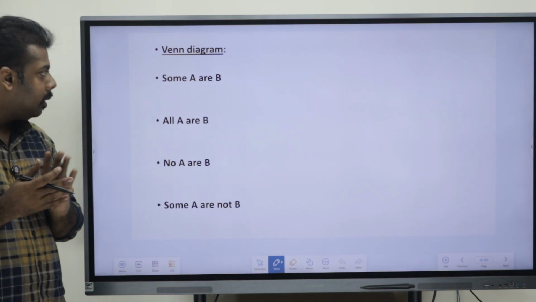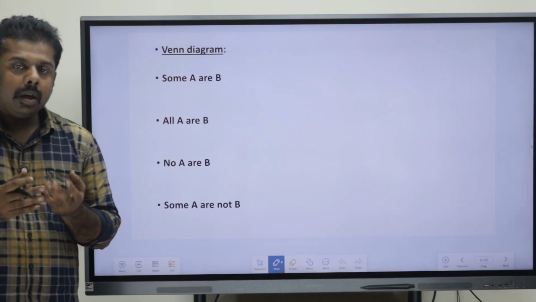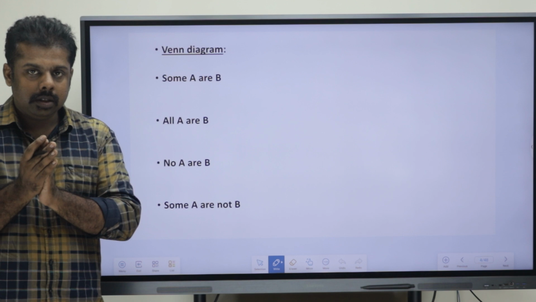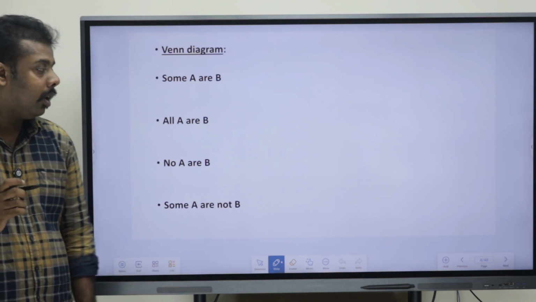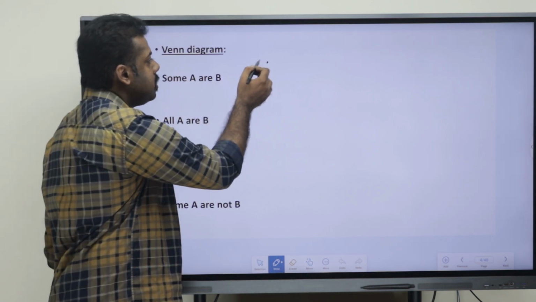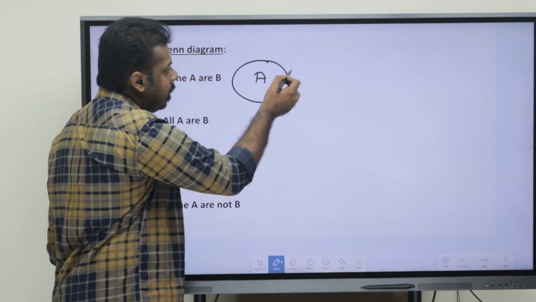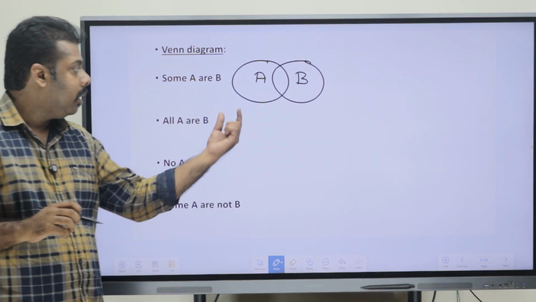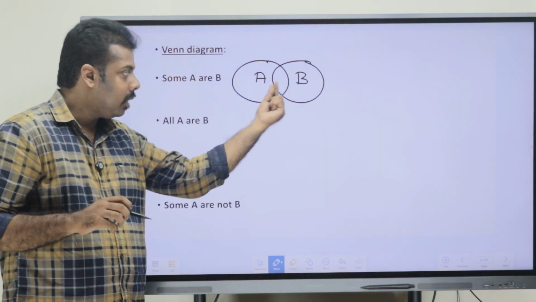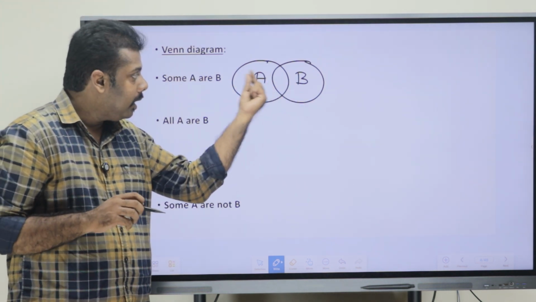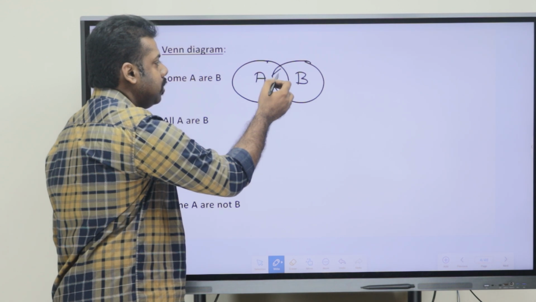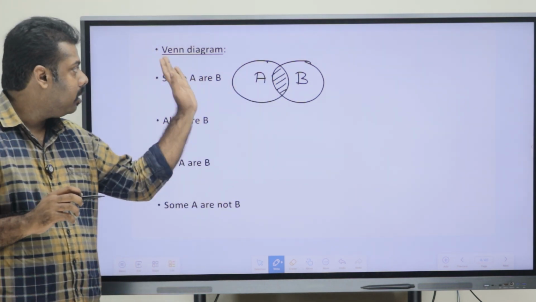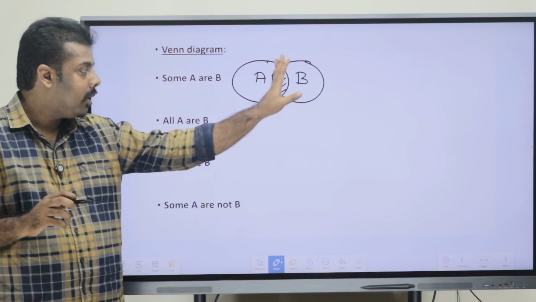First we are going to start with some. Okay, some A are B. What does some A are B basically mean? That A and B have a connection, but they are connected in some parts. So the diagram usually comes like this. Some A are B, we usually portray in this manner: I am taking this circle and this circle as A and B, and they have a common connection between them. Okay, so using the Venn diagram, we usually draw the condition some A are B in this fashion.